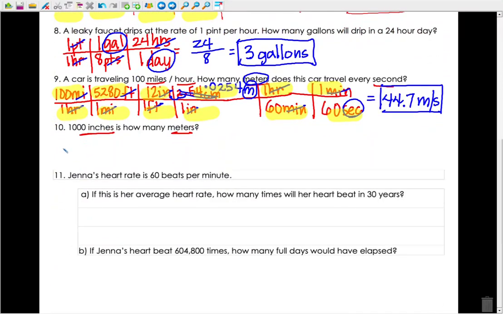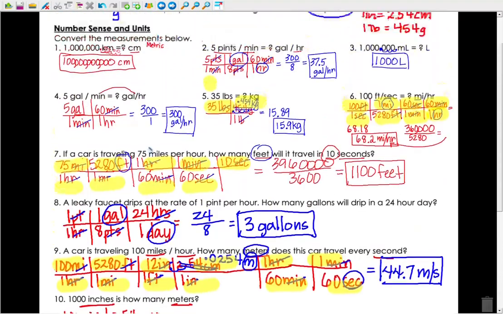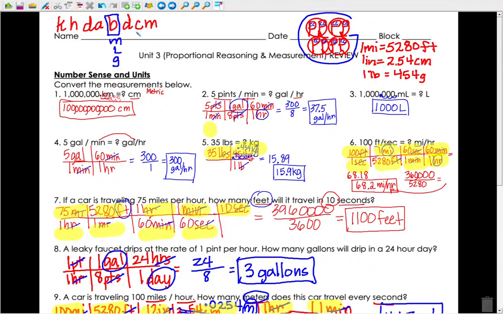So I'm going to set up 1,000 inches, and proceed to change to meters by writing down that 1 inch is 2.54 centimeters. Once I get to centimeters, we know we can move straight over to meters, because centimeters to meters is a metric move. Centimeters is here, meters is behind it, 2 places to the left.